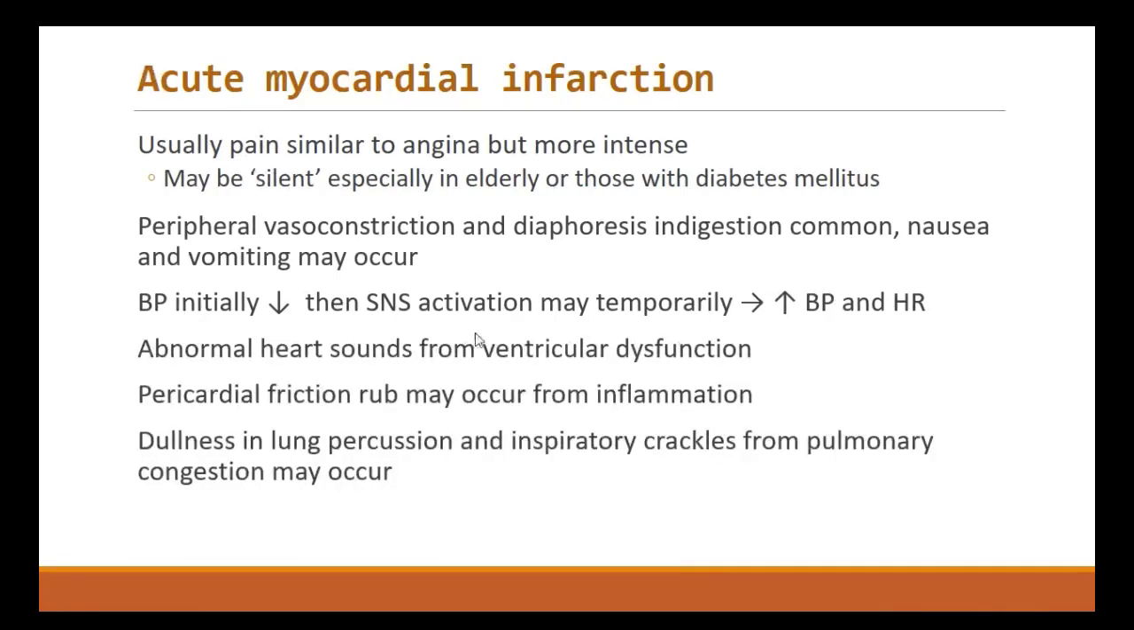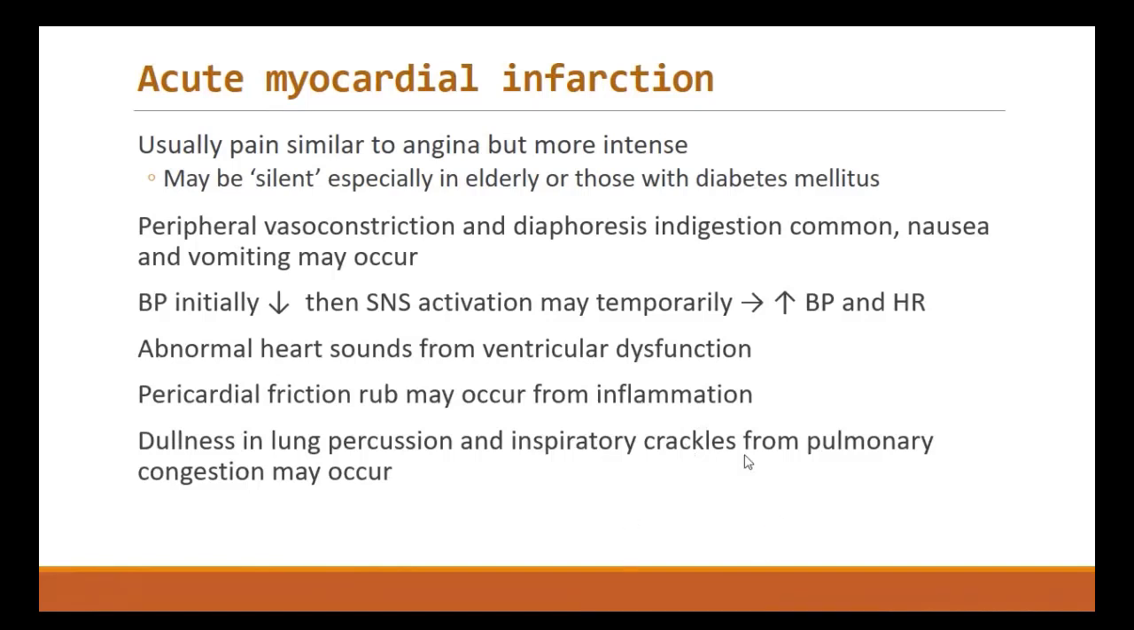Abnormal heart sounds can be heard if there is ventricular dysfunction. Pericardial friction rub may occur if there is inflammation. Dullness in lung percussion and inspiratory crackles from pulmonary congestion may occur. So if there is failure of the left side, back pressure into the pulmonary circulation, then you can hear crackles when you auscultate the rest of the lung fields.